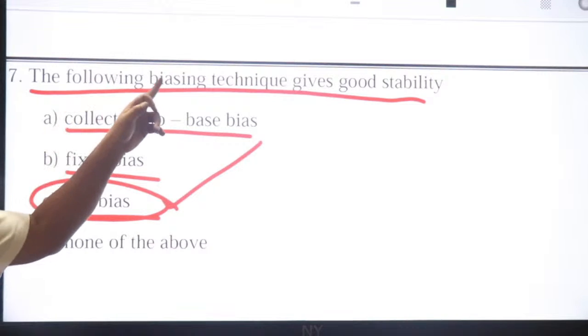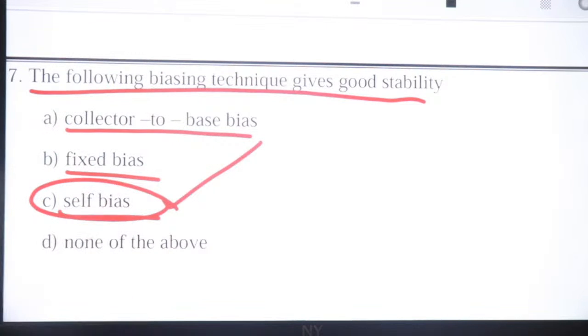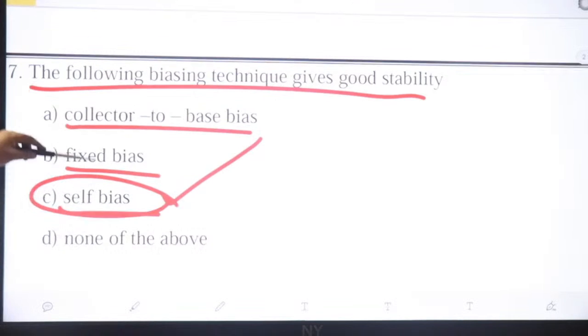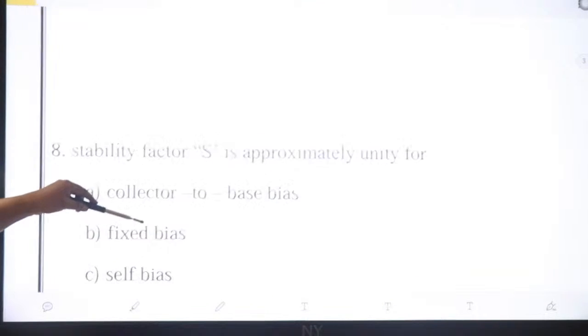Stability factor. This is good stability for self bias. This is a very important question. This will be the expected question in the exams. Next two.